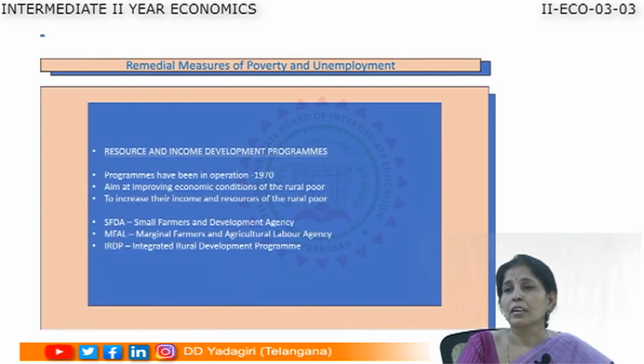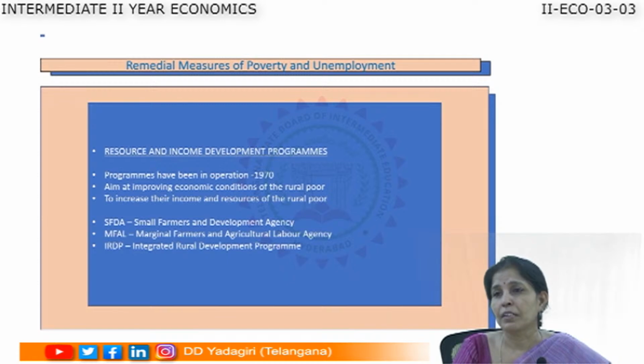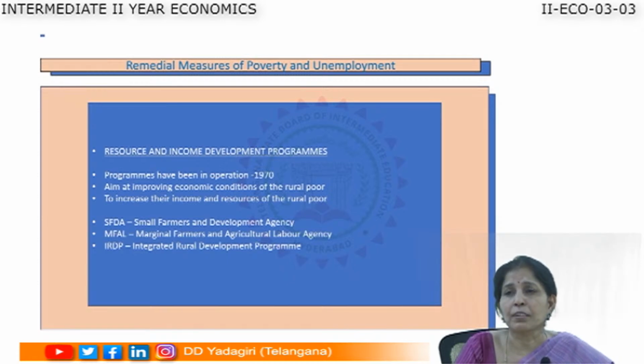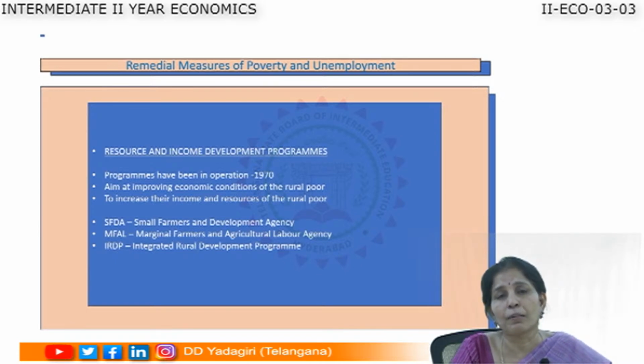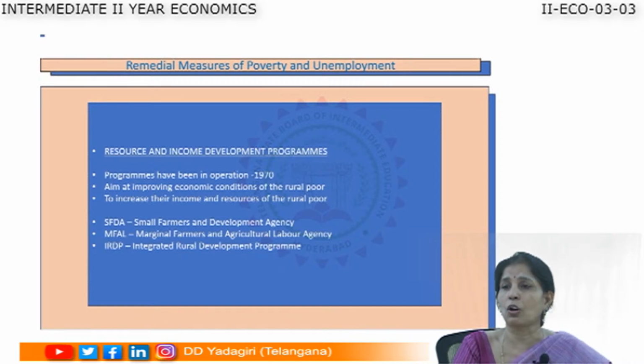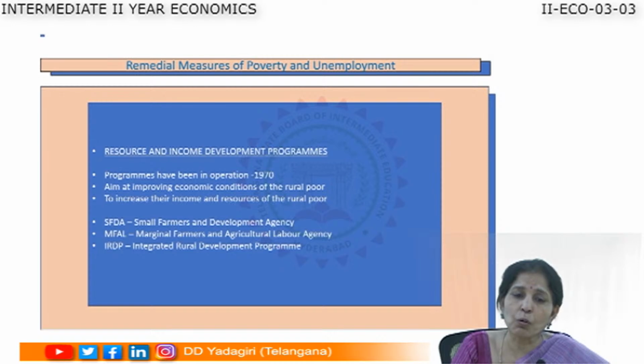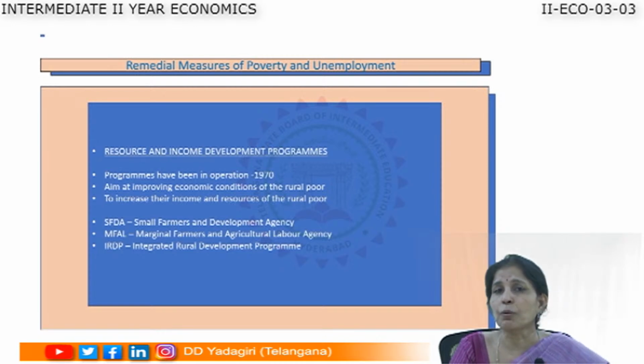The first one is Resource and Income Development Program. Now this kind of programs have been in operation since 1970, which basically takes care of improving the economic status of the poor people. And how is this possible? They are trying to provide the avenues, they are trying to provide the atmosphere so that they increase the income and the resources of the rural poor.